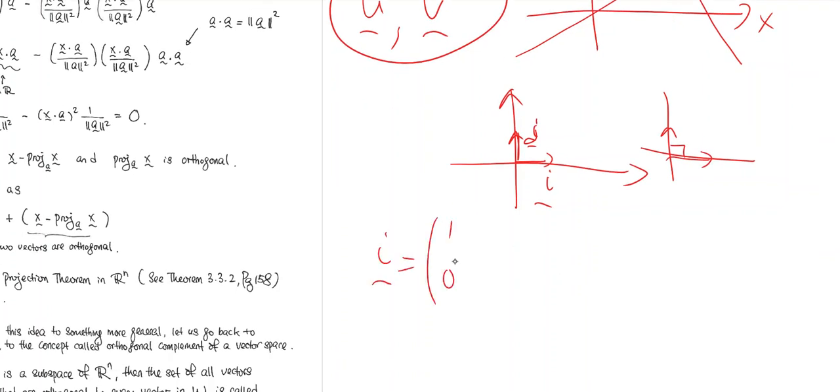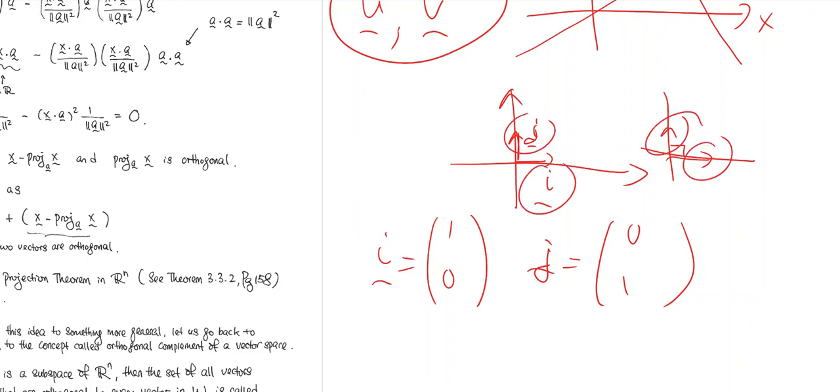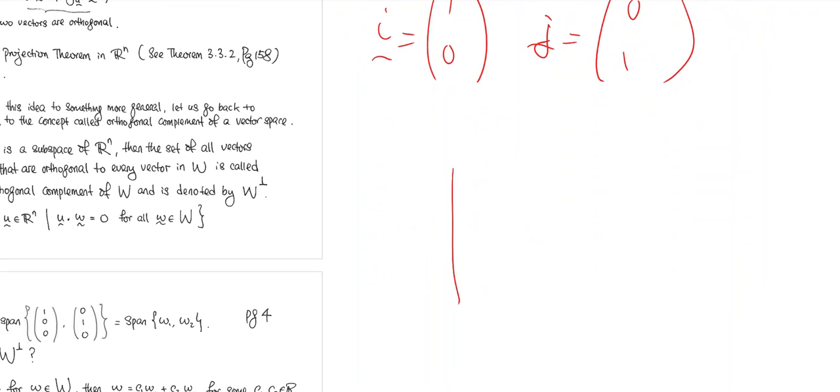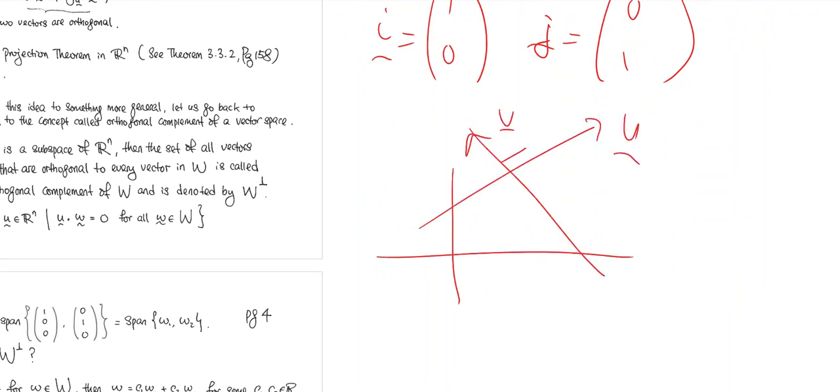I hope you can see that. If you take the dot product between i and j, you get 0, so they are orthogonal, and therefore linearly independent. And actually, not just for i and j: for any two vectors, if they are orthogonal, then they are linearly independent.